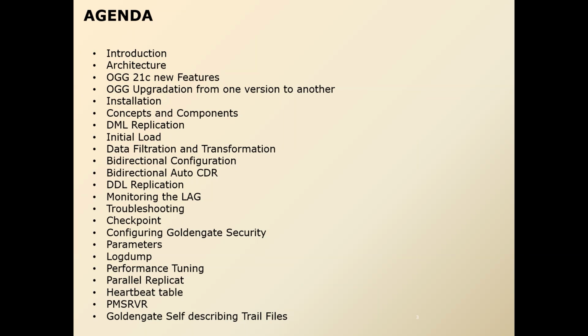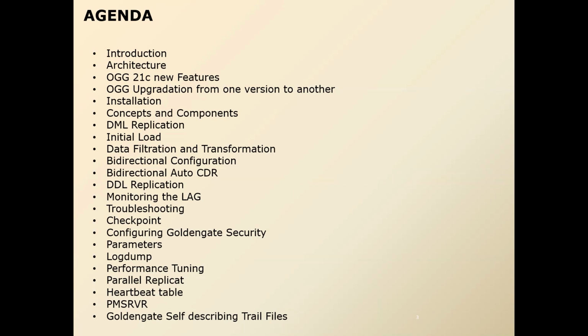Then Goldengate also has the capability to perform the initial load. So how do we perform the initial load using Goldengate? We'll discuss that. Data filtration and transformation using Oracle Goldengate. Goldengate has the capability to perform data filtration as well as transform the data as per your requirement. So we'll be discussing that. Also, we'll be discussing how to strategize and perform zero downtime upgradation and migration using Oracle Goldengate.